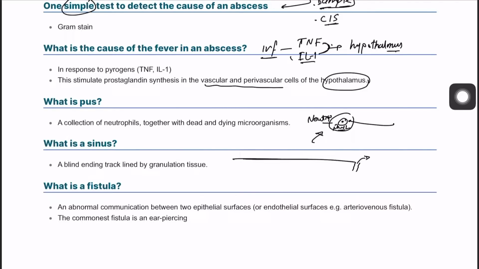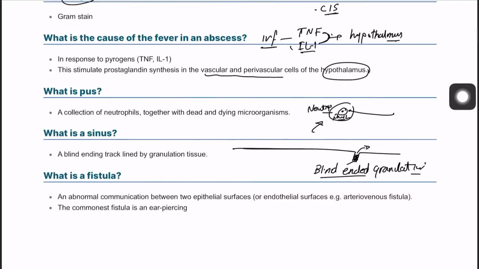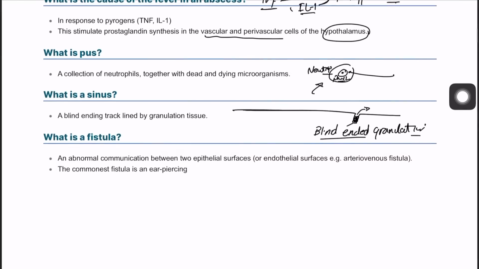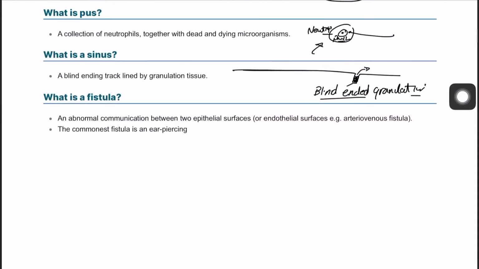So the key part in defining a sinus is that it's a blind-ended tube or blind-ended tract, which is filled by granulation tissue. So this is how to define a sinus. The next part is defining a fistula.